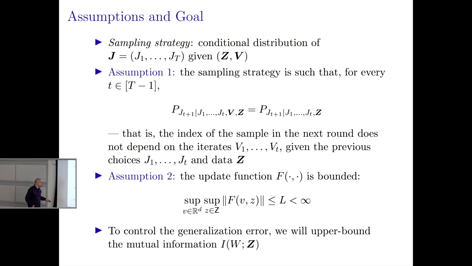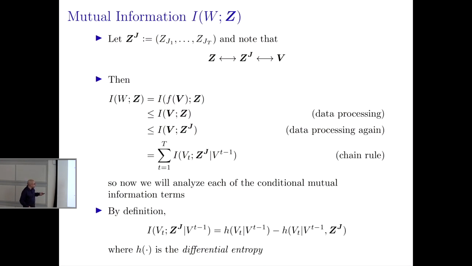And so now what we're going to do is we're going to compute the mutual information between W and Z. And like I said, it's a very clever derivation. Okay, so we're interested in this mutual information between W and the entire data set.